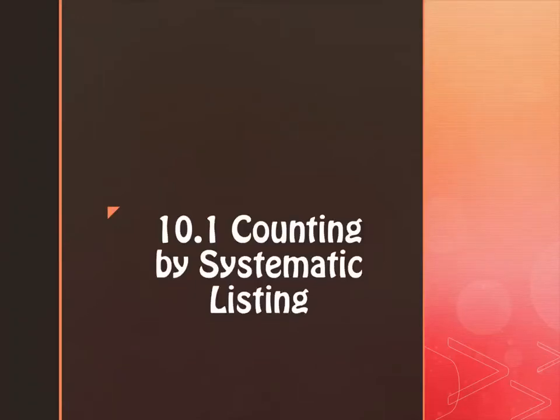All right, today we're going to start with section 10.1. We're going to be looking at counting using a systematic listing. So in particular, what we're going to be doing is listing out ways certain things can happen and then observing at least how many ways that is.